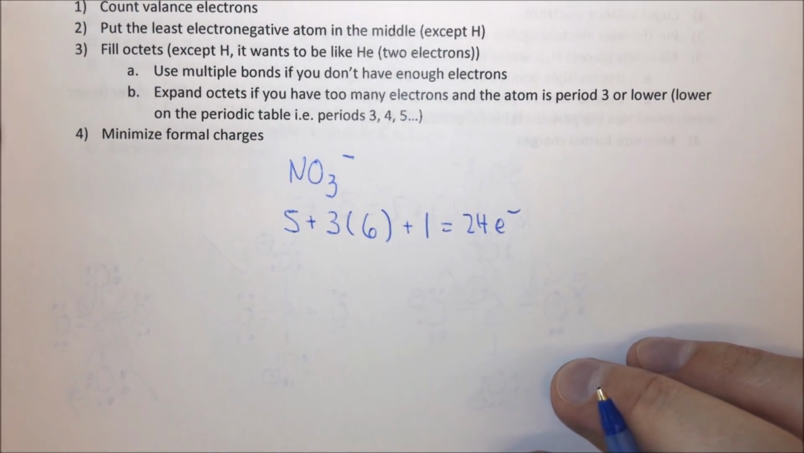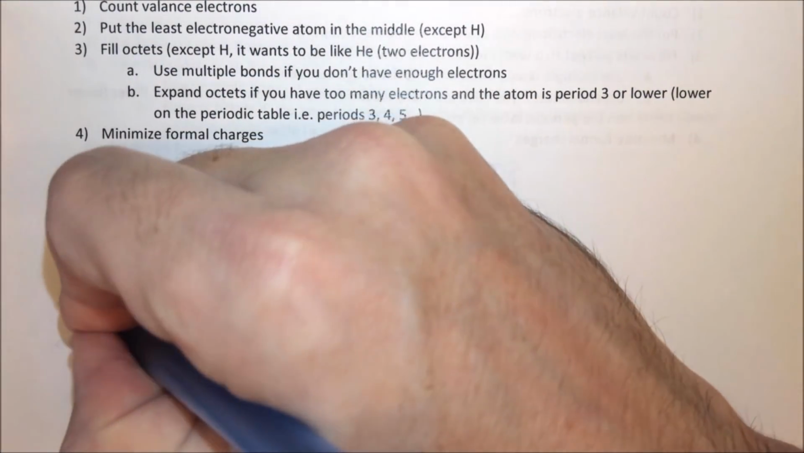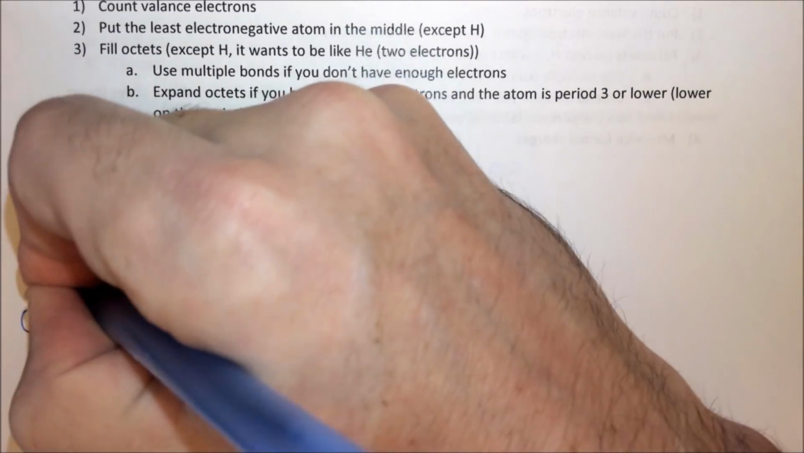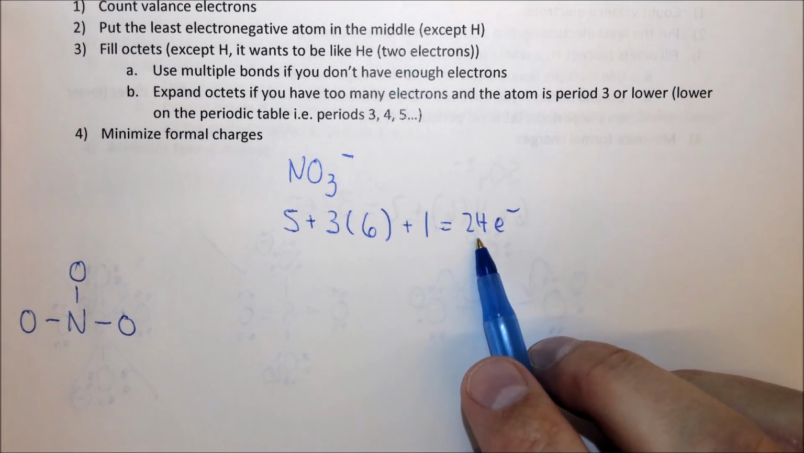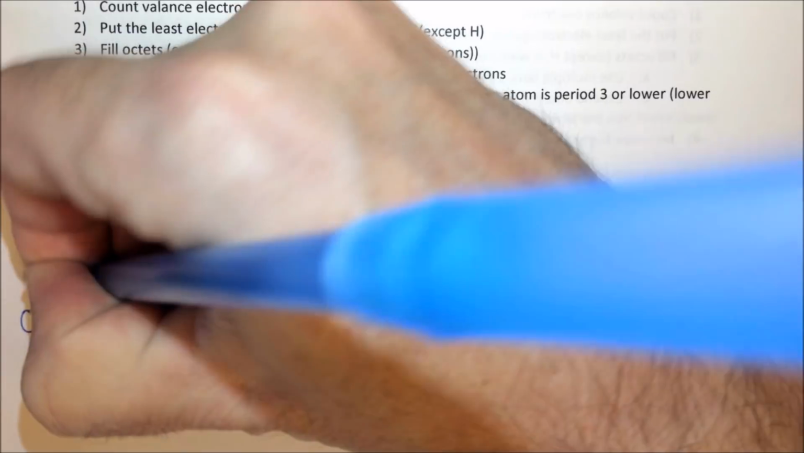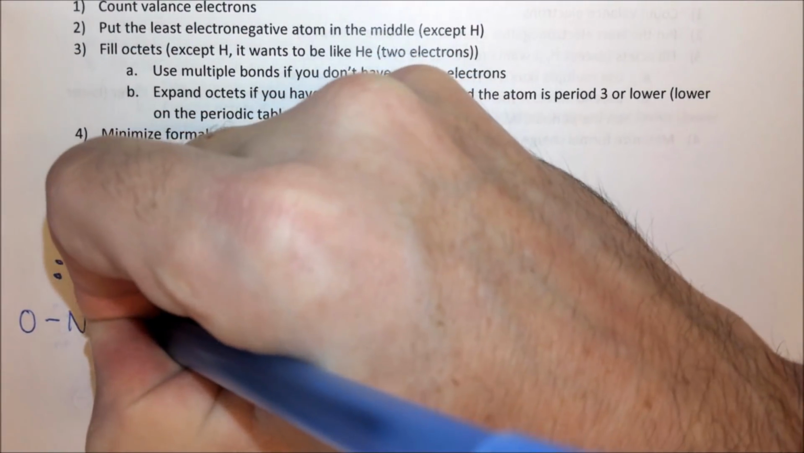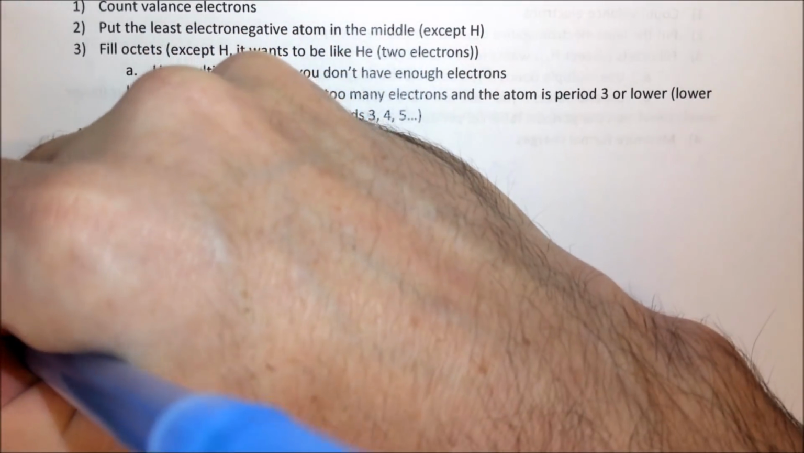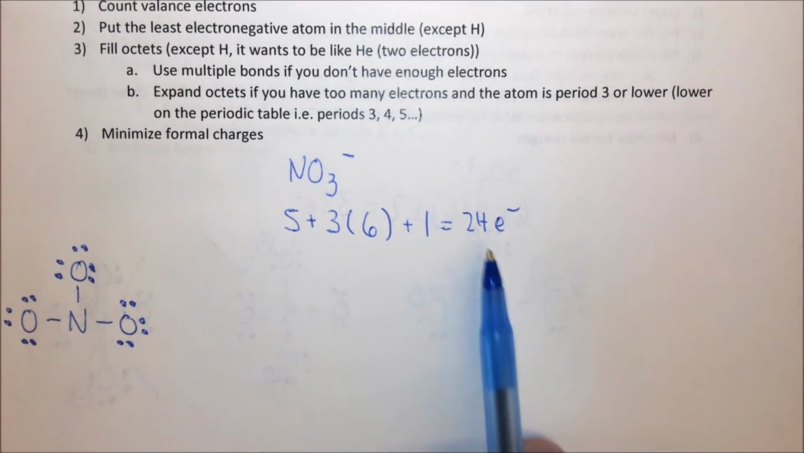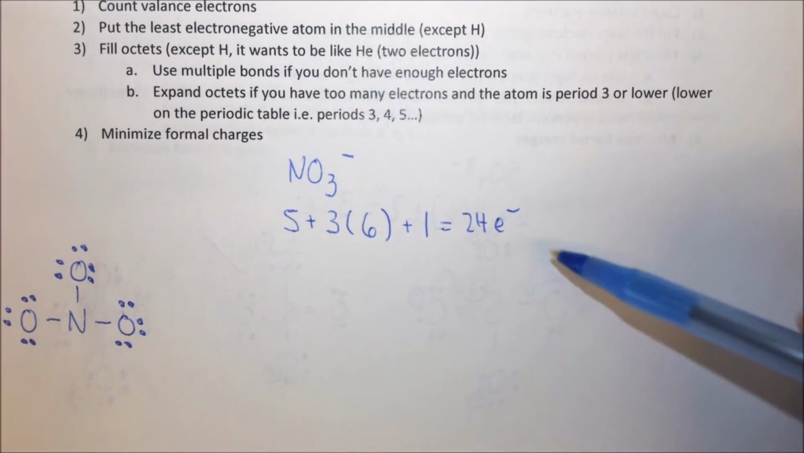Next, we want to put the least electronegative atom in the middle, nitrogen, and we want to bond it to 3 oxygen atoms. Note that 24 is a multiple of 8, so if we put 8 electrons around each of the oxygens, we fill the octets of the oxygens by adding lone pairs, and we will have used all 24 electrons. 2, 4, 6, 8 around each of the oxygens, 3 8s are 24.